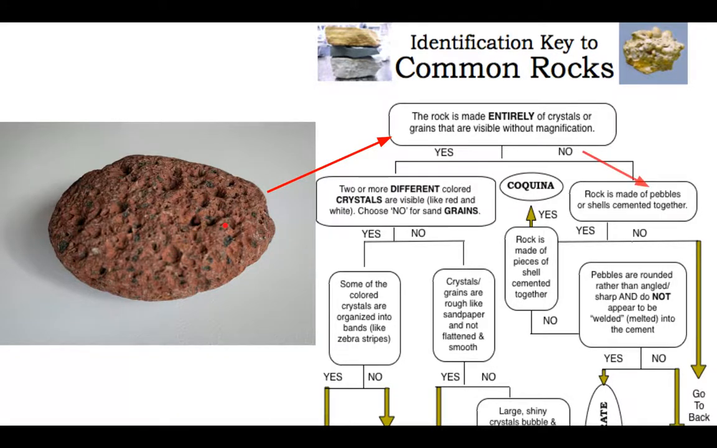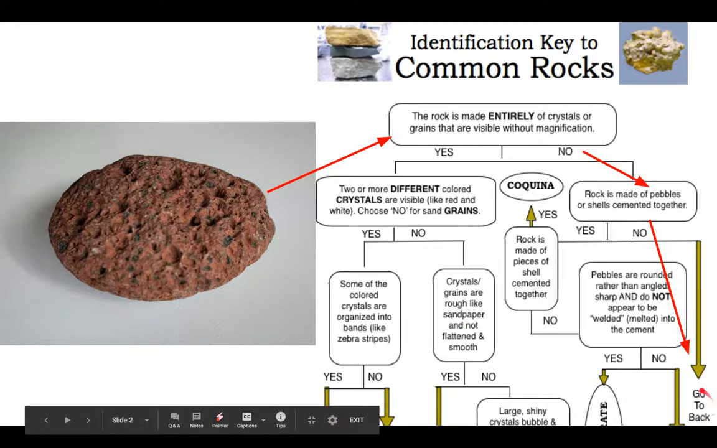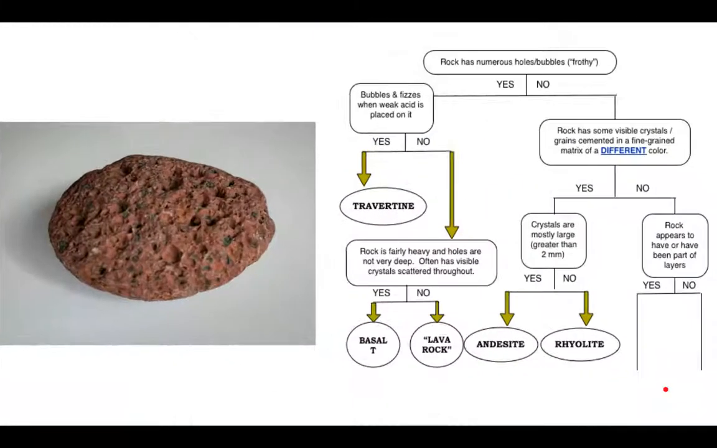So we answer no. Next question, rock is made of pebbles or shells cemented together. And we know the answer to that is also no. So now you'll notice it says to go to the back of the key. So we'll go ahead and go to the back. And you always start at the top. Rock has numerous holes or bubbles, and it's frothy. Well, the answer to that is yes.